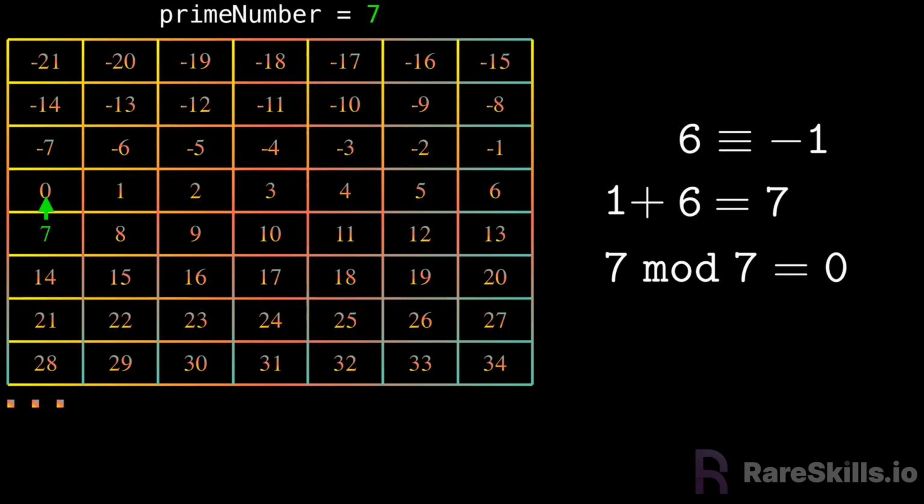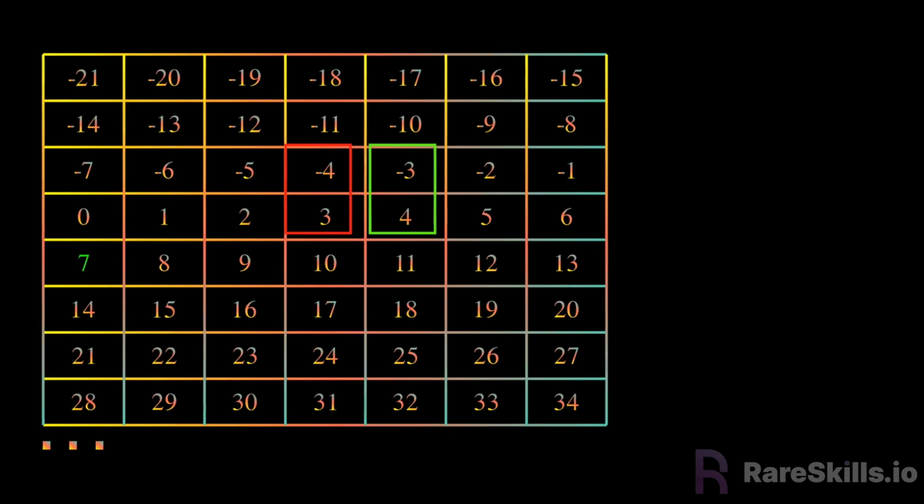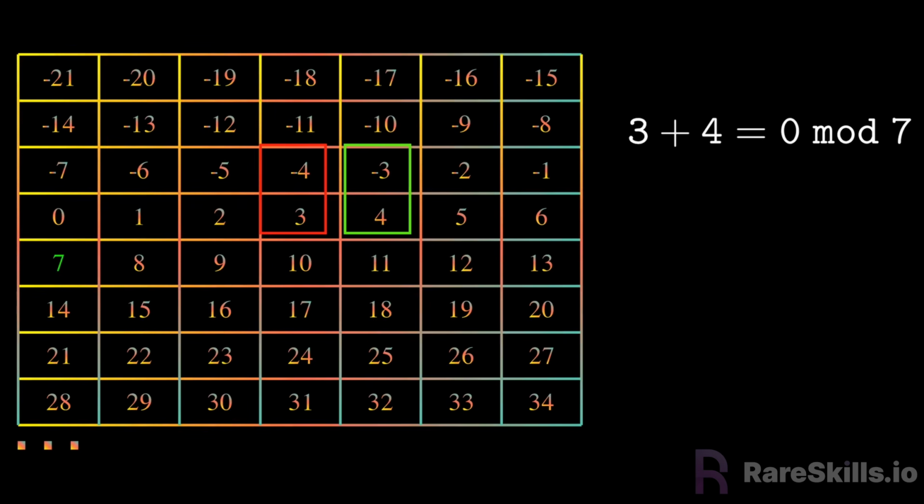Therefore, it isn't a problem that we don't have -1 in our set of numbers, because 6 can serve that purpose. Similarly, 3 behaves like -4 in a finite field modulo 7, and 4 behaves like -3 in a finite field modulo 7. This is because 3 plus 4 is equal to 0 mod 7, which is congruent to -4 plus 4 is equal to 0. We could also think of 3 plus 4 equals 0 mod 7 as congruent to 3 plus -3 is equal to 0. Both interpretations are correct.